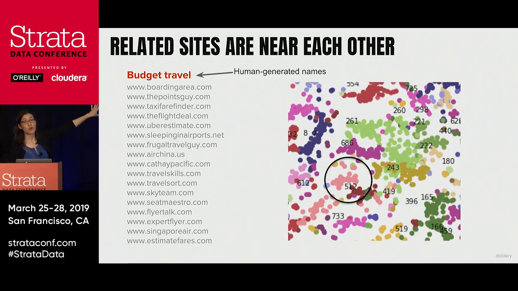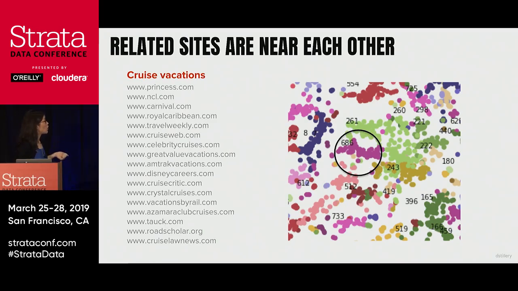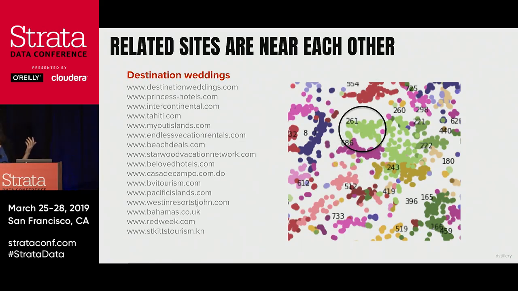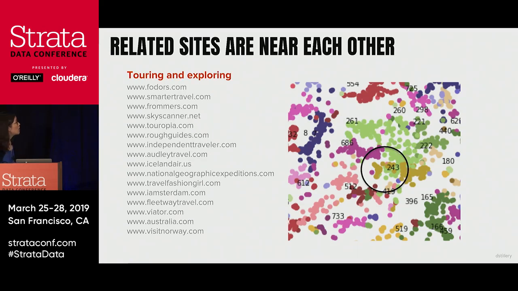And the names for these categories I'm going to show are all human generated. So that's where the manual labor comes in. So we can look at the next cluster over. Still, we're thinking about travel, but now it's a very different, still very specific type of travel, all about cruises. So we have princess.com, carnival.com, celebritycruises.com. So very specific, very tightly clustered, right? Very similar websites. Here's another one. The next cluster over is now destination weddings. So we see destinationweddings.com, we see Tahiti.com, endlessvacationrentals.com, very specific behavior, and then just one more.